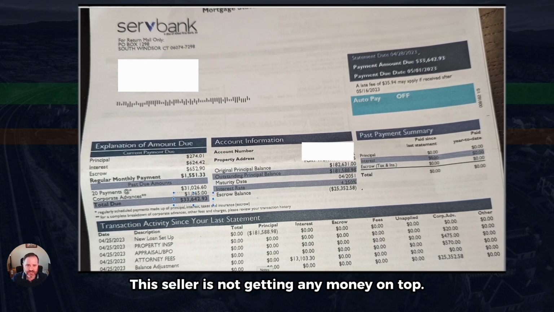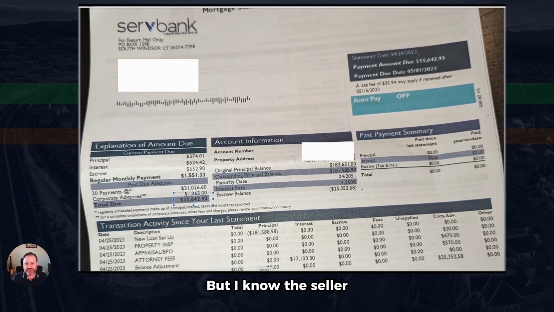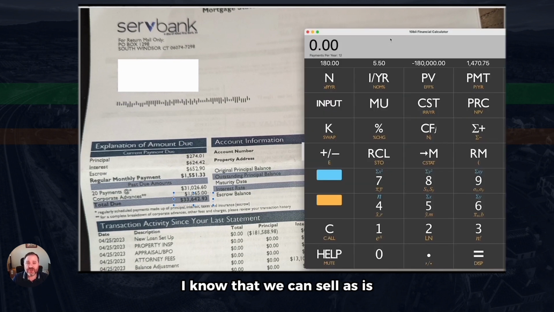This seller's not getting any money on top. If they were, that number would go on top of it. But I know the seller just wants their credit saved and into a better spot. So my all in here is $37,500. Now this property, I know that we can sell as is, where is, because I've gone through photos, I've done comps, I know what the house looks like, for about $230,000.